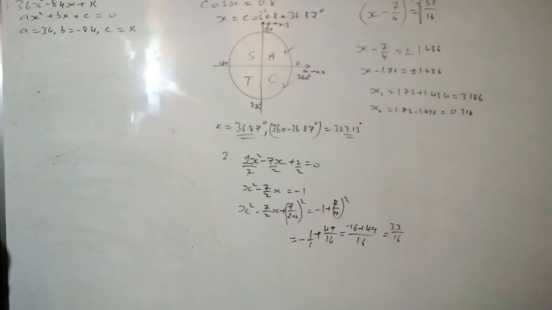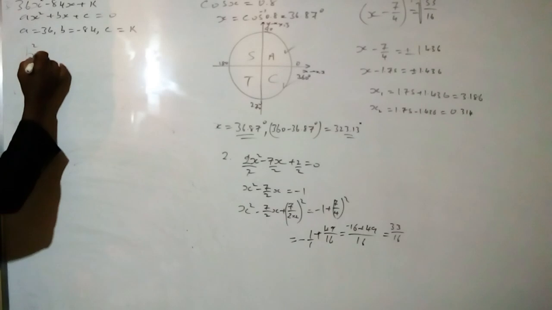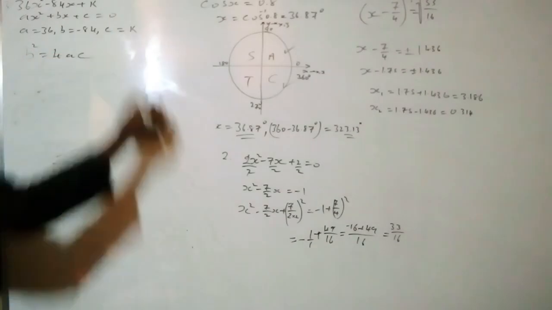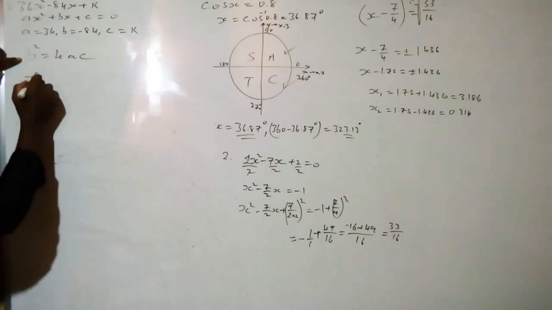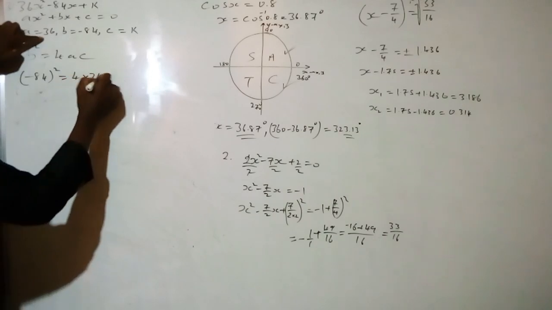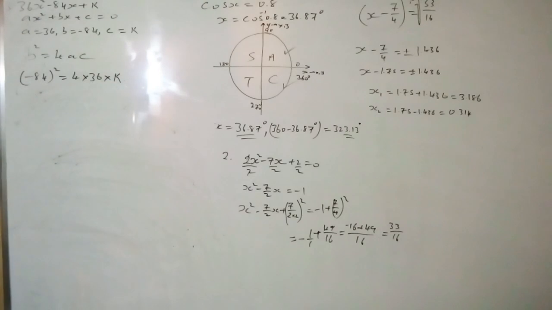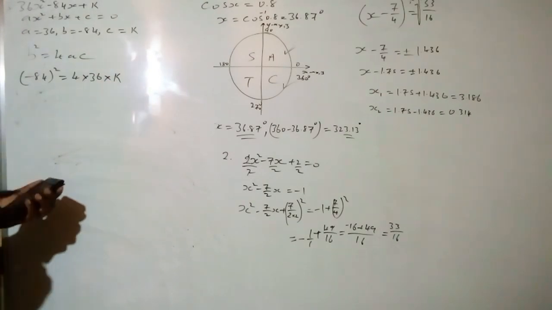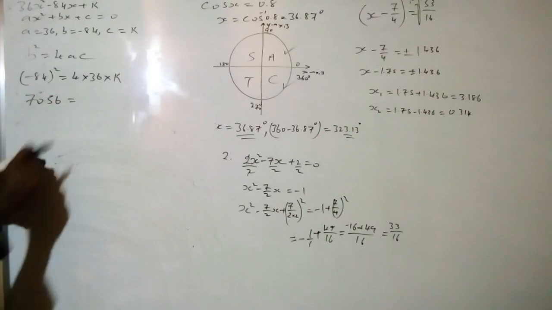The formula that you'll be using is b squared equals 4ac. Just that. Then you substitute. Our b is negative 84, but it's squared, equals 4 times a, which is 36, times c, which is k. After that, 84 squared is positive 7056, equals 36 times 4.